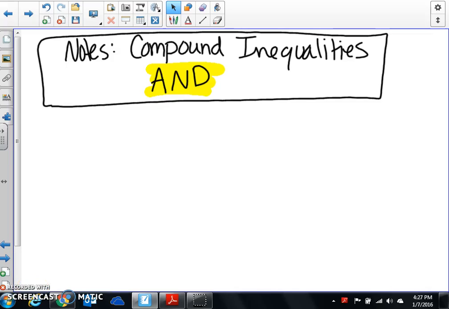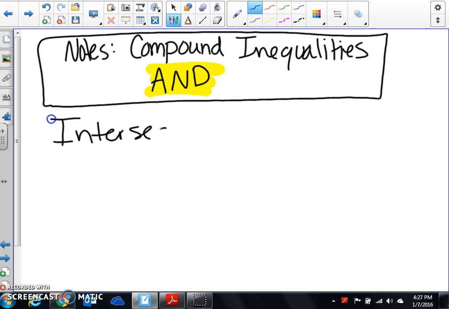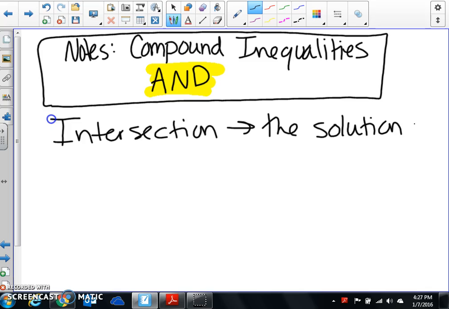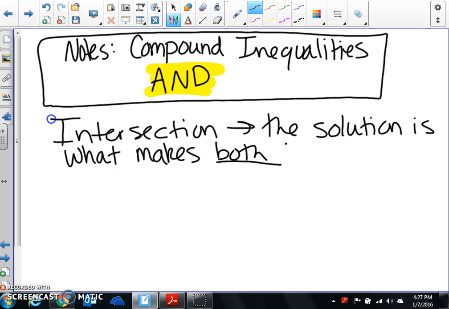All right, if you see the word "and," or compound inequalities, compound means they're going to give us two inequalities and we have to graph them together. And inequalities are the intersection, which means they make both true, so the solution is what makes both inequalities true. Okay, so I'll show you what that looks like.